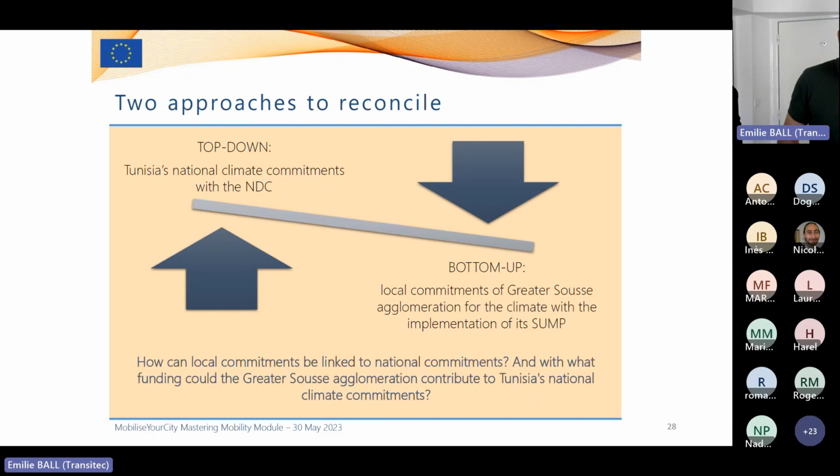It was really to see how much the local plans, the Sustainable Urban Mobility Plan, is aligned with the national commitments. Will it be enough, in fact, to answer to this commitment, or should we do more for mitigation? And also, the second challenge was, of course, to see how the Greater Sousse Agglomeration could benefit from climate finance, could benefit from international support to finance urban transport infrastructures.